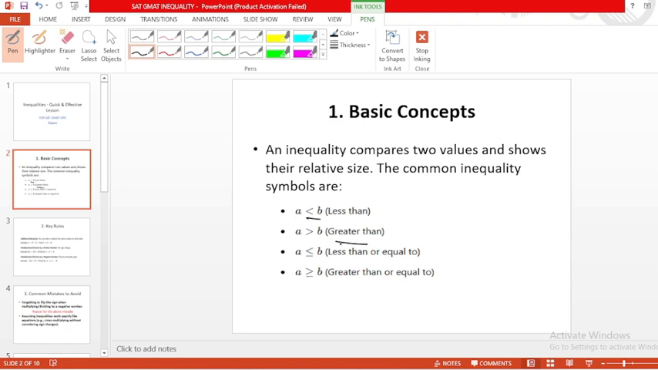The third one indicates A is less than or equal to B, meaning it can be less than as well as equal to B. This is about the first quantity and the second quantity. Here, A is either greater than or equal to B. These are all school stuff, just recapping it.